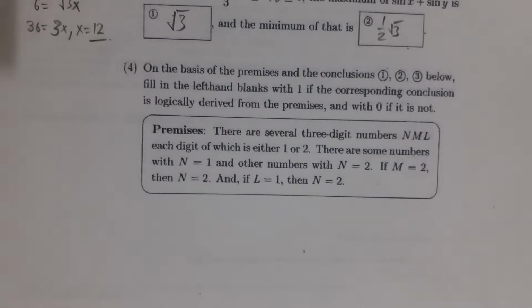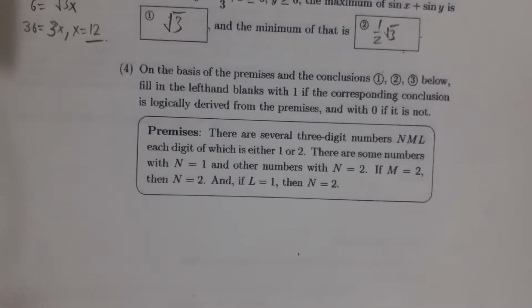And in this paper of 2016, we're gonna continue number 4 of Mathematics B part 1. So in this question of number 4, this looks like a logic question or word question, right? So we're gonna dive into it. On the basis of the premises and the conclusions 1 to 3, on the next page below, fill in the left-hand blanks with 1 if the corresponding conclusion is logically derived from the premises, and with 0 if it is not.